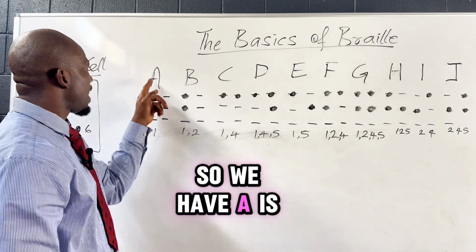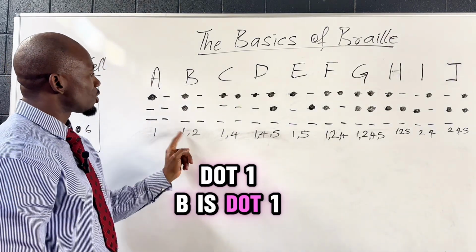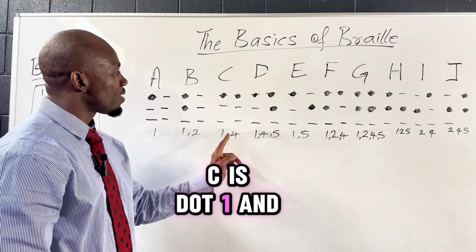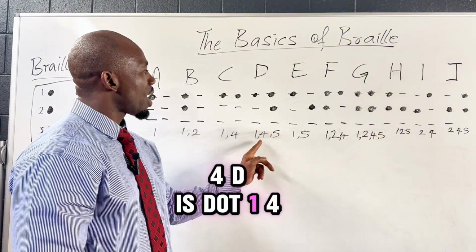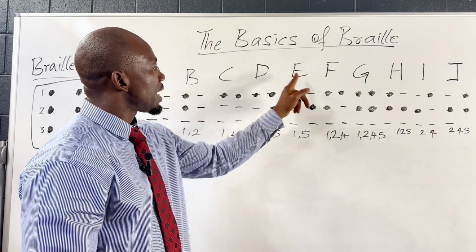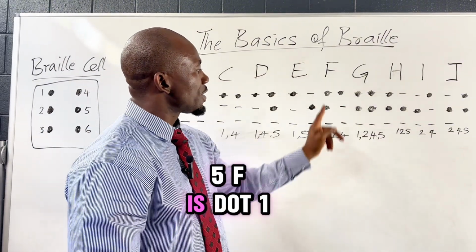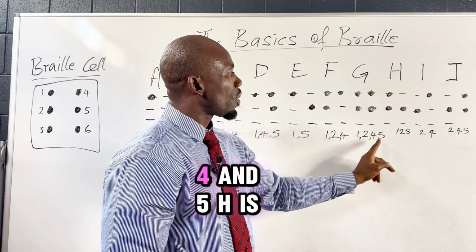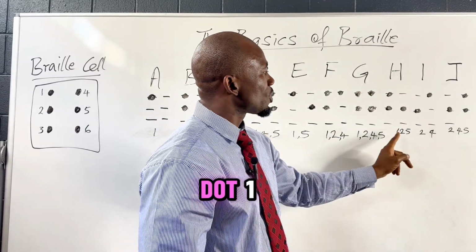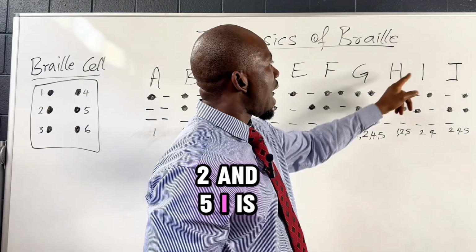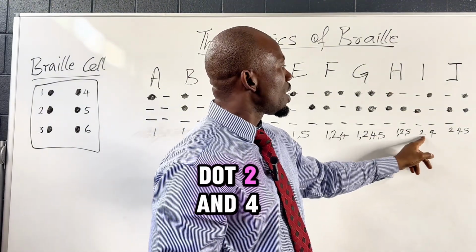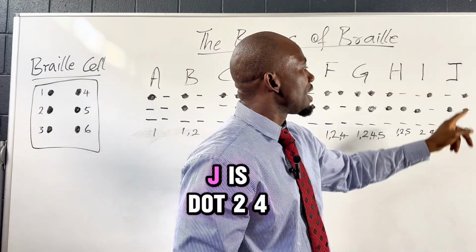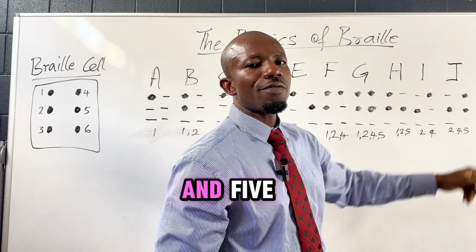So we have A is dot 1, B is dot 1 and 2, C is dot 1 and 4, D is dot 1, 4, and 5. E is dot 1 and 5. F is dot 1, 2, and 4. G is dot 1, 2, 4, and 5. H is dot 1, 2, and 5. I is dot 2 and 4. J is dot 2, 4, and 5.